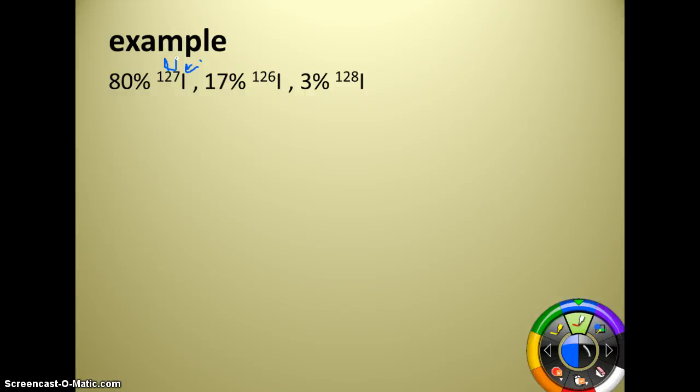The steps are going to be the same. Take your percent out of percent form. So you're going to have to move each decimal 2 places to the left. So 80 is going to become 0.80. You're going to multiply it by its mass. So this number at the top of each of these is the mass number, which is essentially the mass. So 0.80 times 127 gives us 101.6.